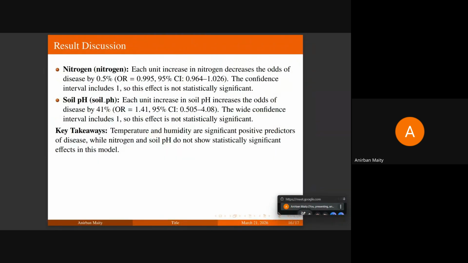The key takeaway is that temperature and humidity are significant positive predictors of disease, while nitrogen and soil pH do not show statistically significant effects in the model. So this is all about the concept of logistic regression, how logistic regression comes from GLM, and why GLM is necessary to analyze the real life complex data that I have discussed here. So this is all about the advanced.